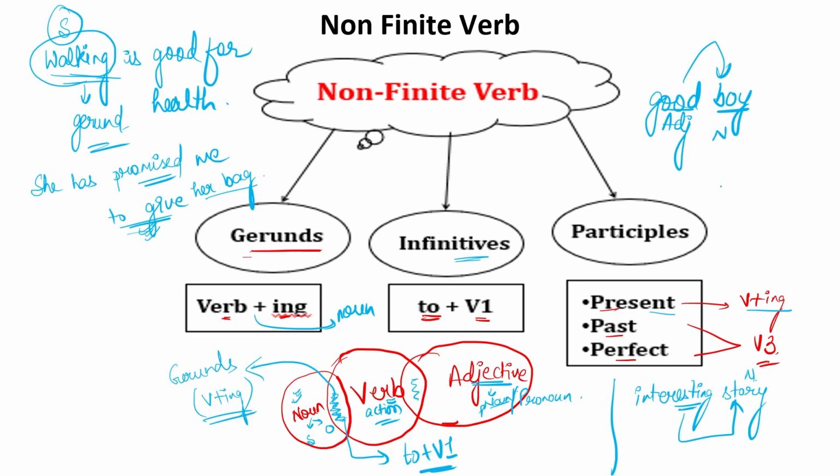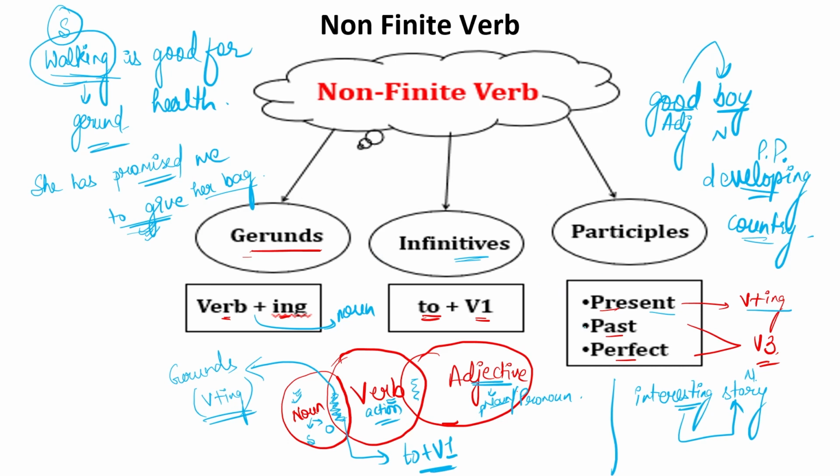If I say that India is a developing country, so our country is developing. So what is the quality of this country? That it is developing. Again, develop is a verb to which we have added ing, and this word developing is telling us the quality of the country. So this developing is a present participle.